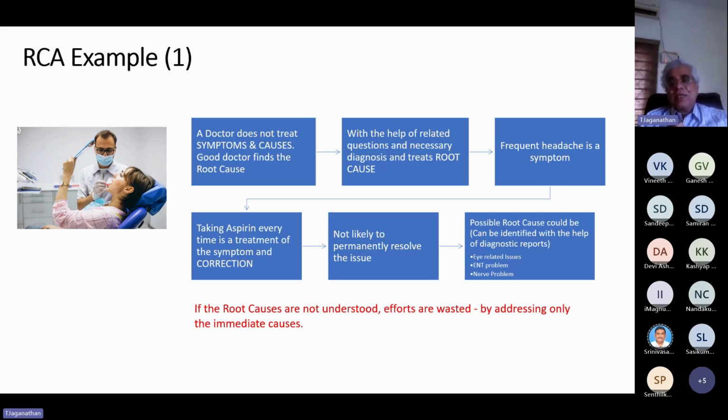Root cause can be identified with the help of interviews, questions, and diagnostic reports if required. You may want to take the eye test, blood test, maybe CT scan and PET scan, everything if required for a headache. But don't overdo, that is a different thing. Wherever required, if the root causes are not understood, efforts are wasted.